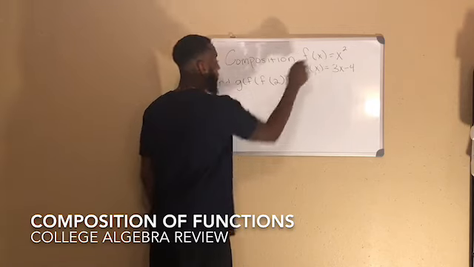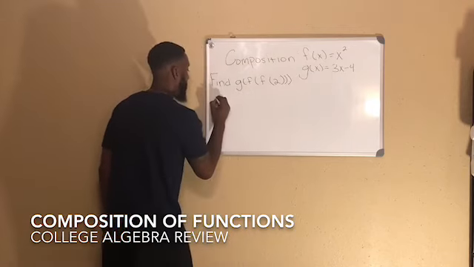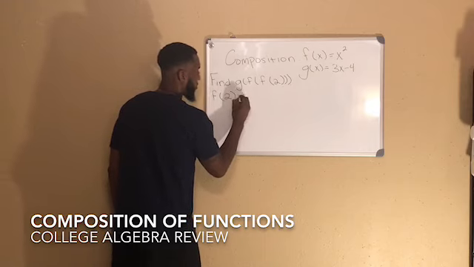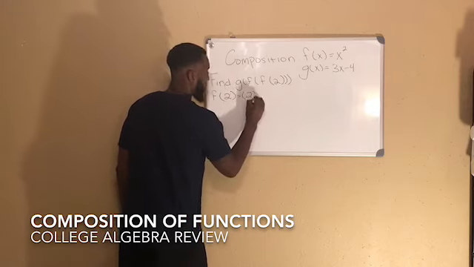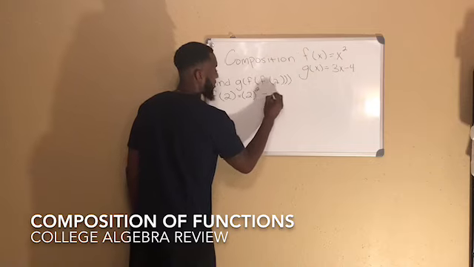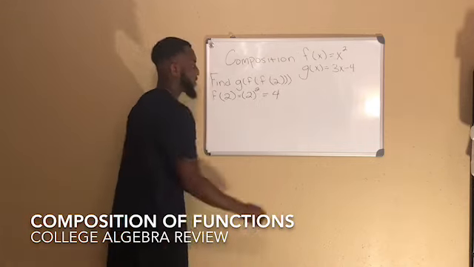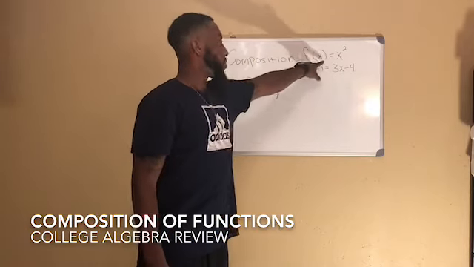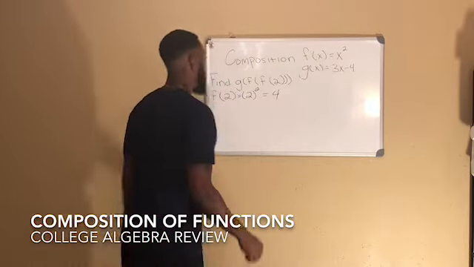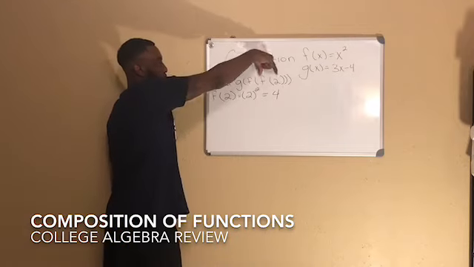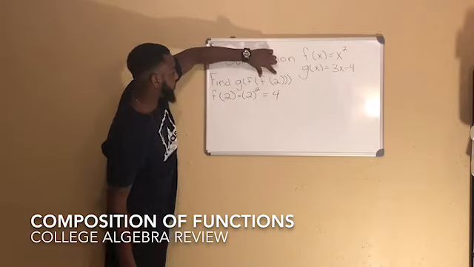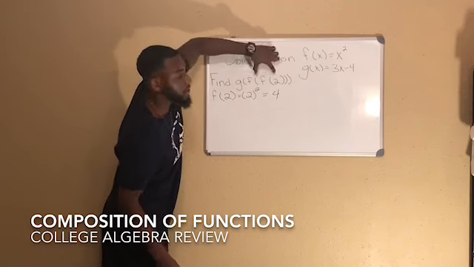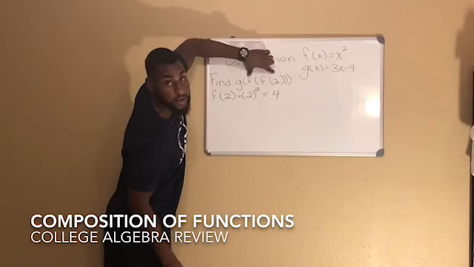So if we plug in 2 for x, we get f of 2 equals 2 squared, which equals 4. So f of 2 equals 2 squared is 4, plugging the 2 into the f function. That's this part, that's our f of 2. So now we want to go out 1.